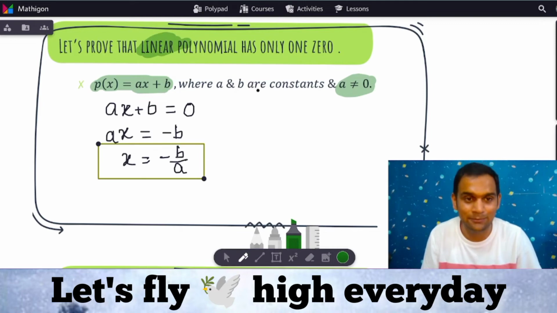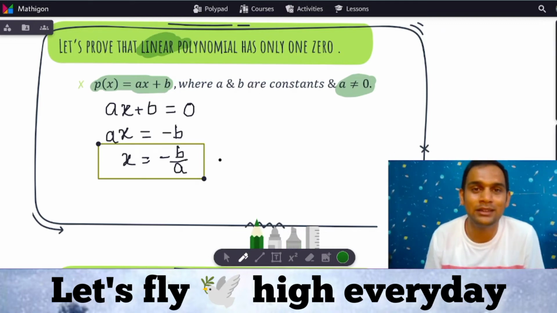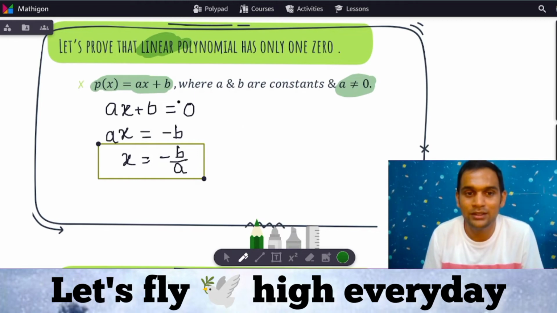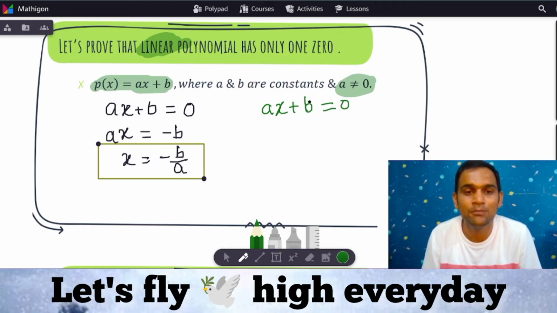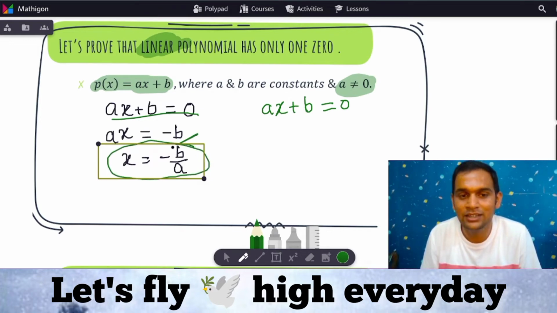So this is the statement. Now, if we have to find the zeros of the polynomial, what is the method? We want the value of this particular polynomial to go to 0. Yes or no? So that is why we equate it to 0. When we equate it to 0 and we want the value of x, we take this b to the other side, we get minus b, and then a to the other side. So we get x equals minus b by a.